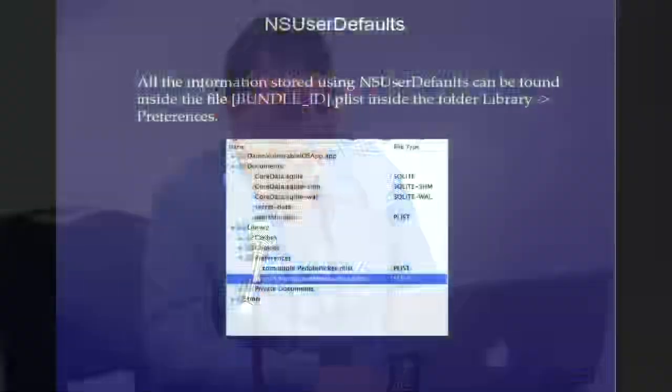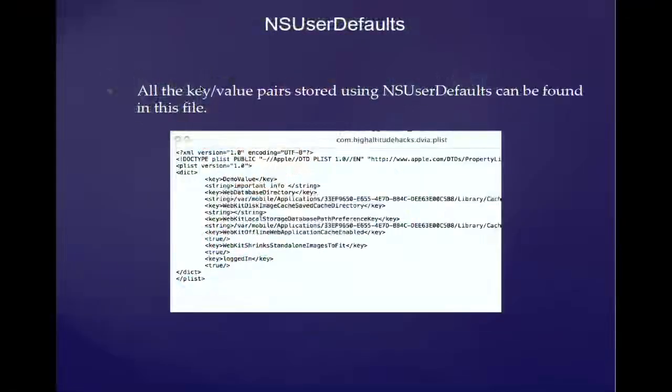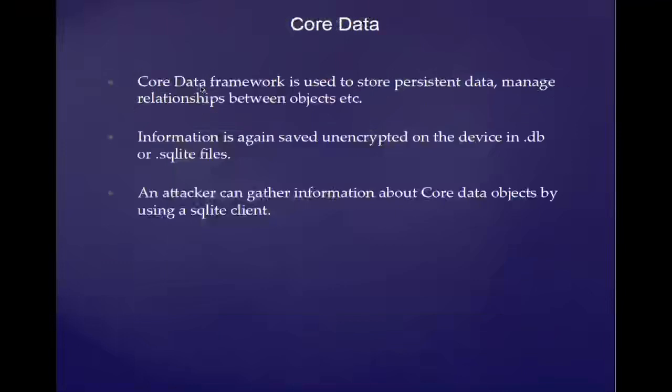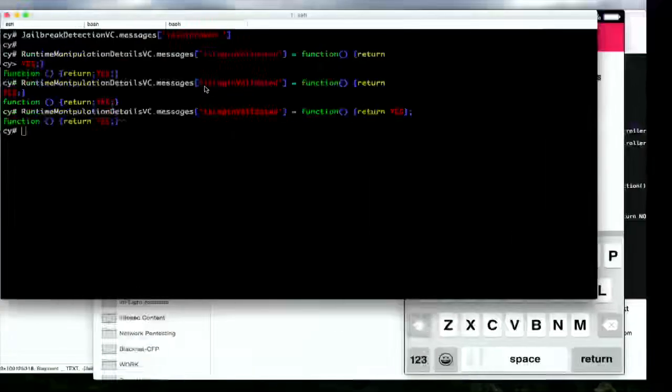Similarly, there is another way of storing information, which is NSUserDefaults. NSUserDefaults is basically used to store information that persists even after the application is closed. It's used to store small properties, like the remember me option when a user logs into an application. A remember me key-value pair could be stored in NSUserDefaults. Again, this content is stored unencrypted in our application sandbox.